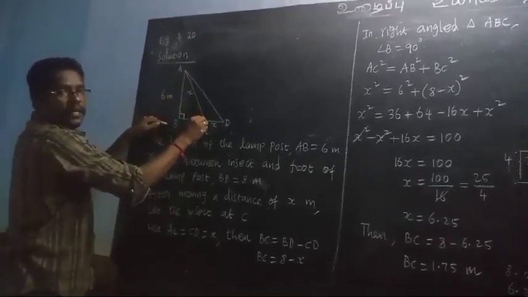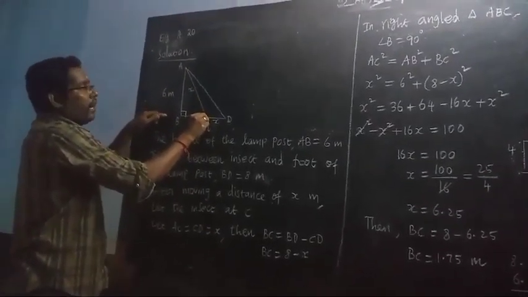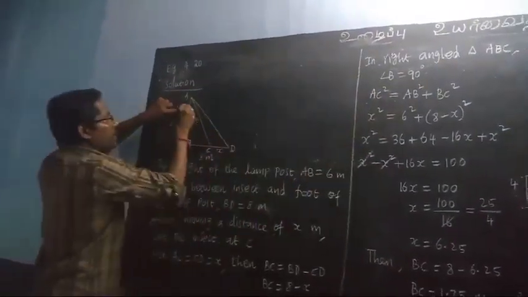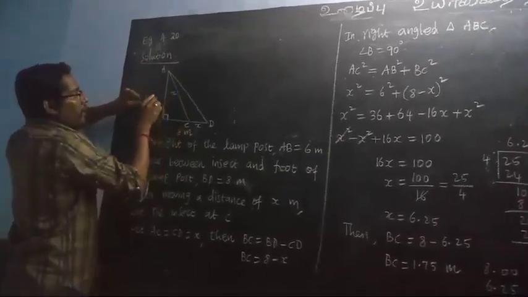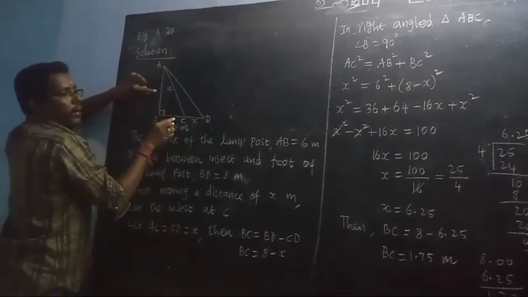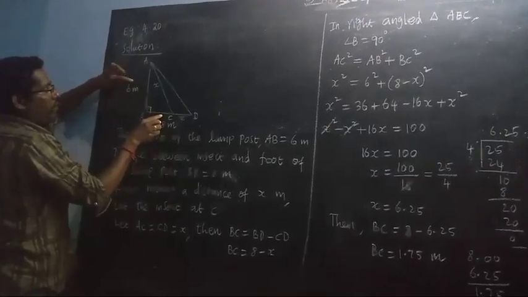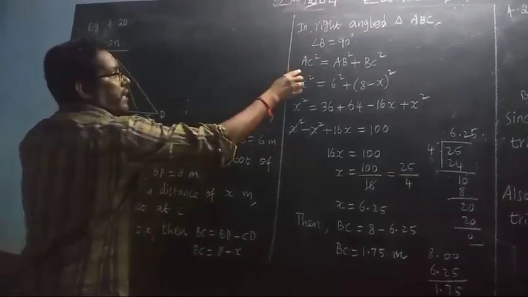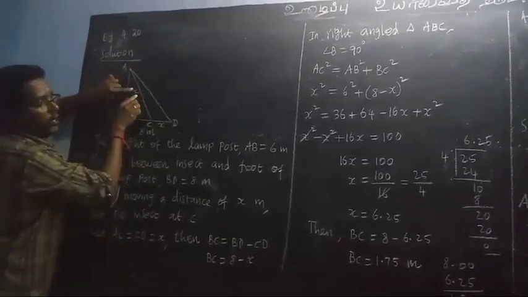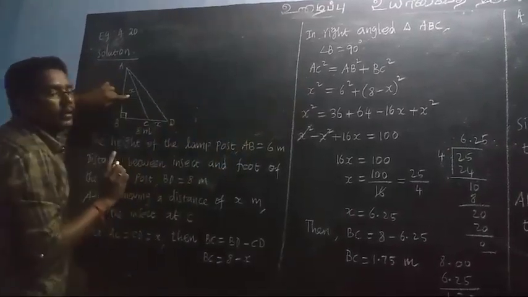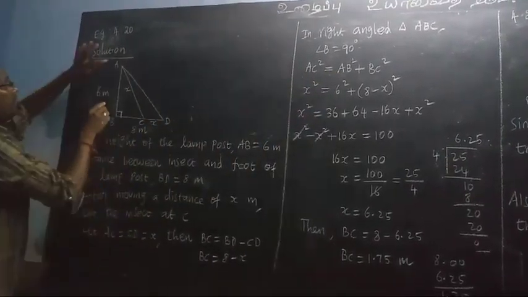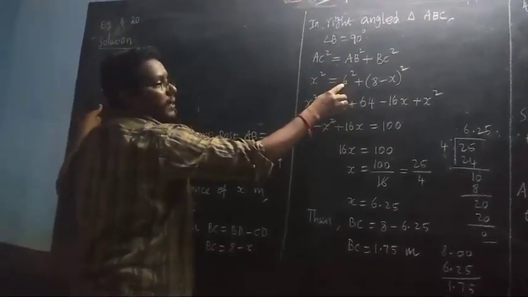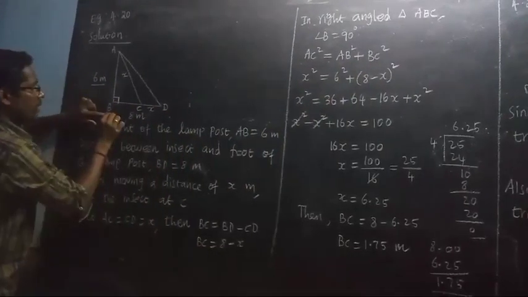what is the hypotenuse? AC square. Therefore AC square equal to AB square plus BC square, the other two sides AB and BC. Using Pythagoras theorem, AC square equal to AB square plus BC square. Now substitute the value of AC. What is AC equal to? x. Therefore x square equal to AB square, what is the AB value? That is 6. Therefore 6 square plus BC square, what is the BC value?